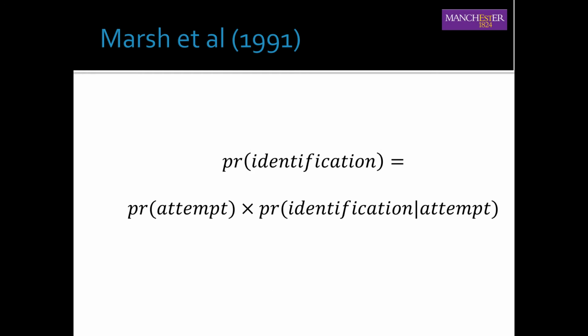So this equation from Marsh et al. explains some of why there's a problem here. This is a very old equation now, 40 years ago. Probability of identification equals the probability of attempt multiplied by the probability of identification given an attempt. Now the problem with the equation is that the second element, the probability of attempt, is incredibly difficult to measure, or even to know how to think about measuring.